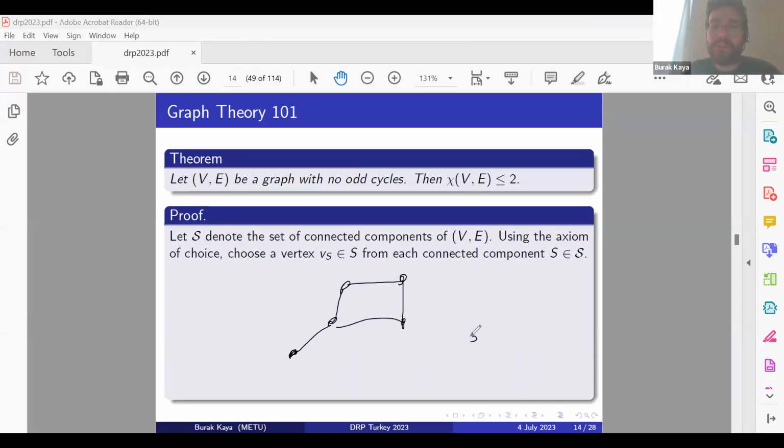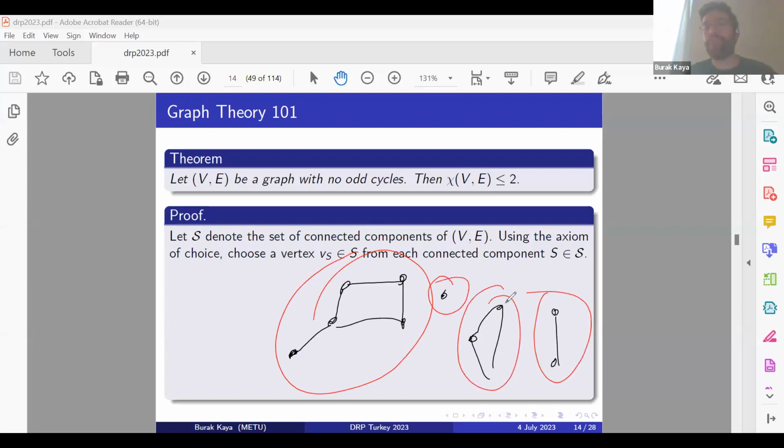So if this is your graph, it has 4 connected components. This is one connected component. This is the second one. This is the third one. This is the fourth one. Now, take all your connected components. Using the axiom of choice, choose one vertex from each connected component. Okay? So there can be uncountably many connected components. It's fine. By axiom of choice, you can still choose one vertex from each connected component.